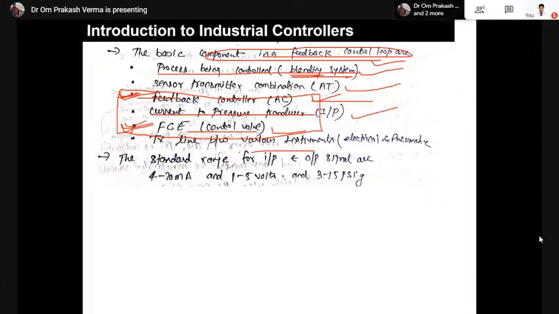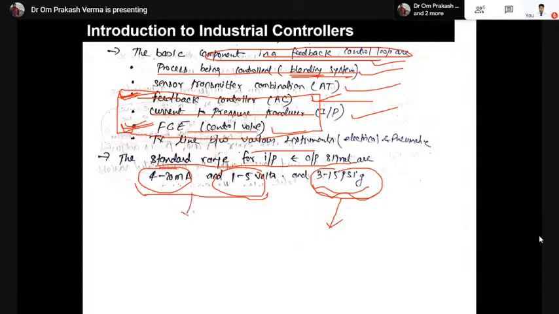Now, the standard ranges of the input and output signals are 4 to 20 milliampere and 1 to 5 volts. These are the standard electrical signals, and 3 to 15 psi is the standard signal for pressure. Why has such a convention been taken? When we discuss the final control element, I will give the answer to this question.